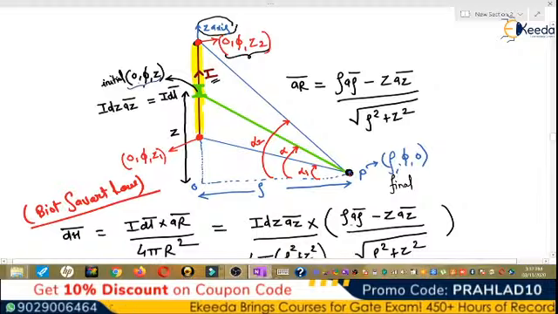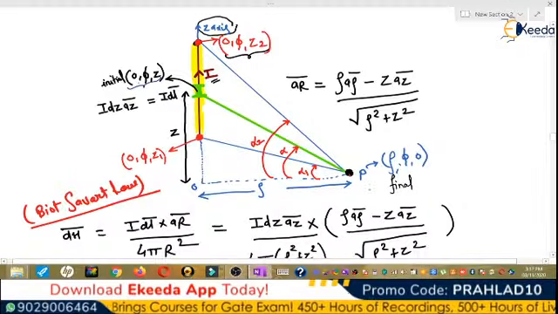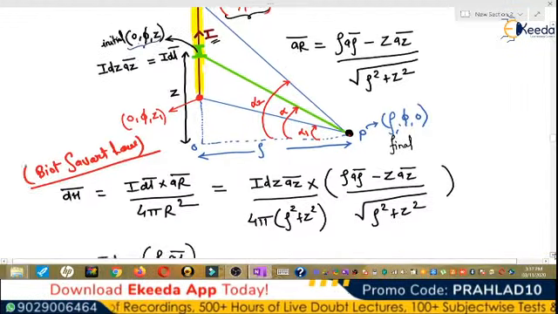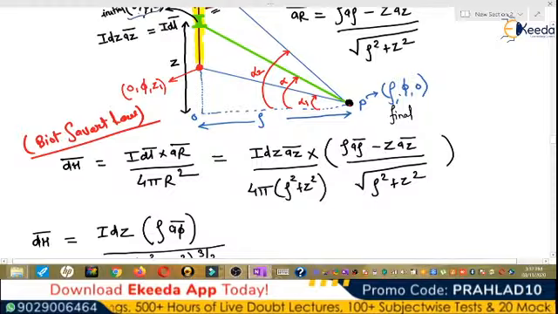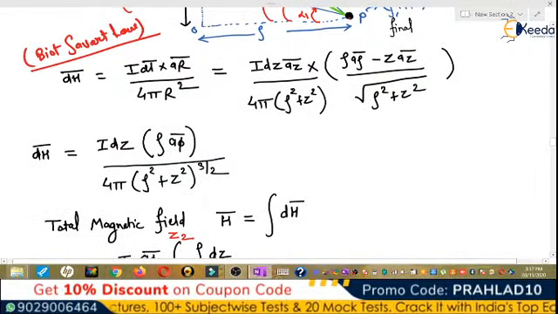So dH vector is I dl vector cross aR vector by 4 pi R square, which is equal to I dz az vector cross aR vector. aR vector is rho minus 0 a rho, plus 5 minus 5 will cancel, plus 0 minus z az, divided by under root of rho square plus z square. So I dz rho a phi by 4 pi rho square plus z square to the power of 3 by 2.